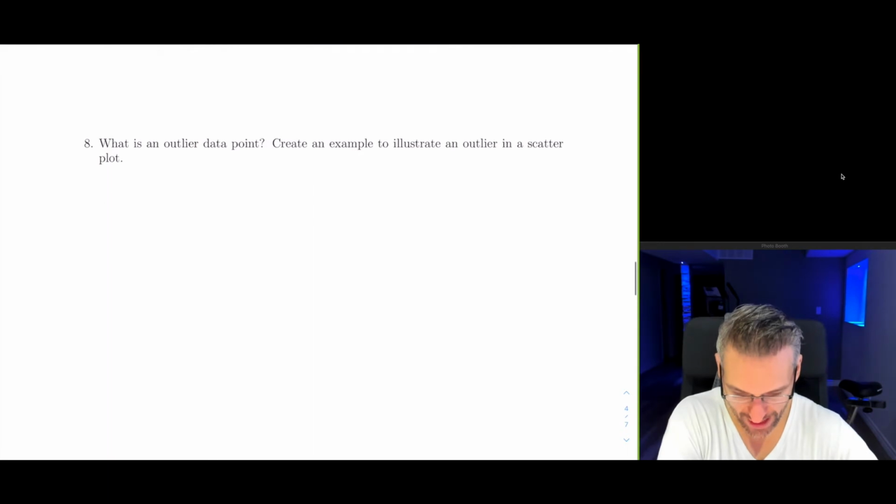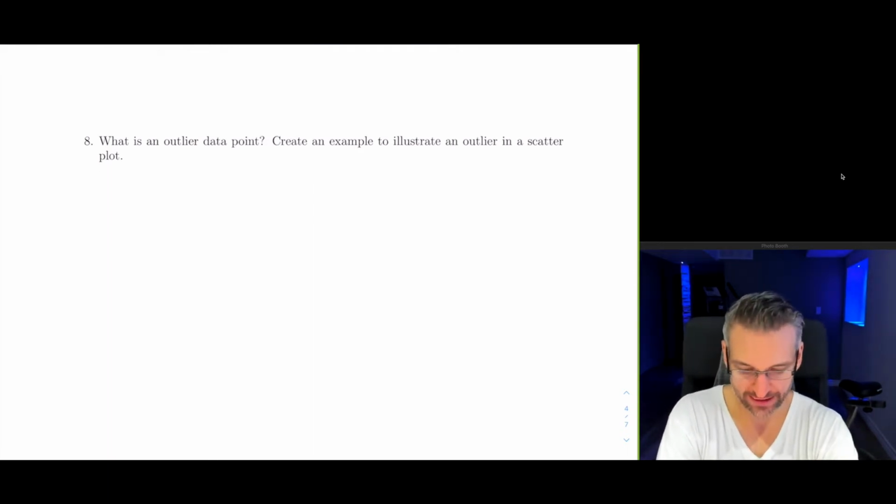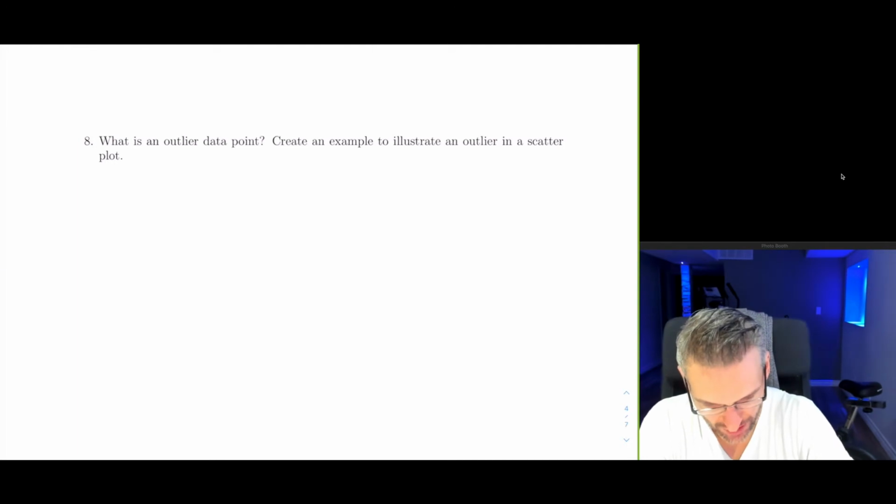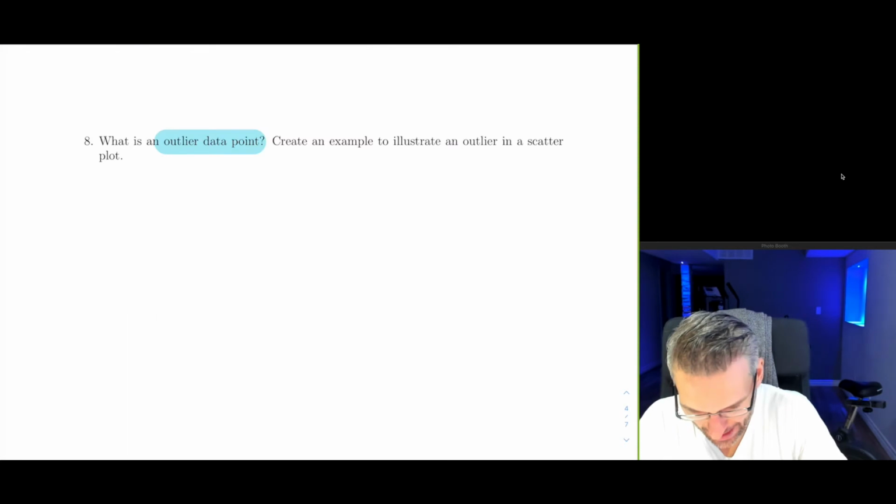Question 8. What is an outlier data point? Create an example to illustrate an outlier in a scatter plot. All right, well, an outlier is a data point that does not seem to fit the scatter plot trend that has been provided. And I do talk about outliers in the video so you can look at them. So for an example, you would be doing this.